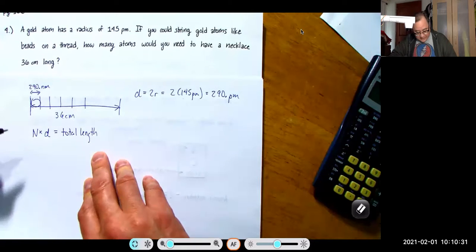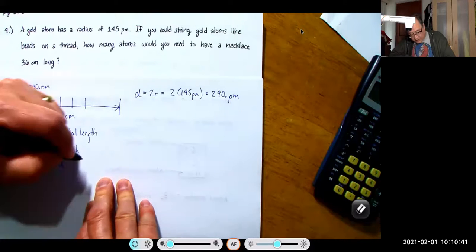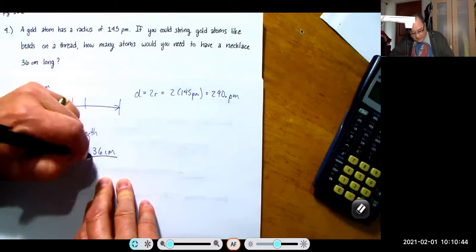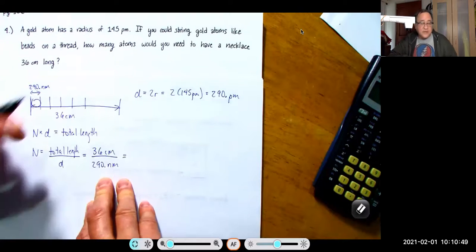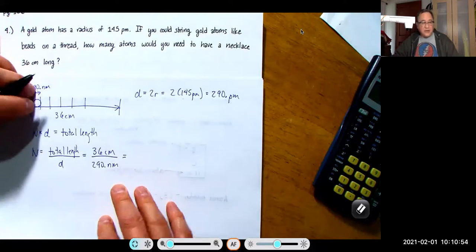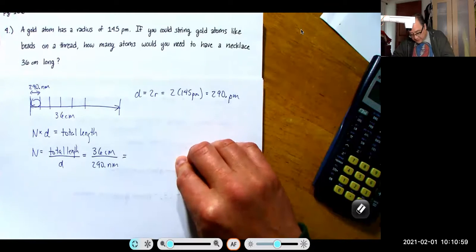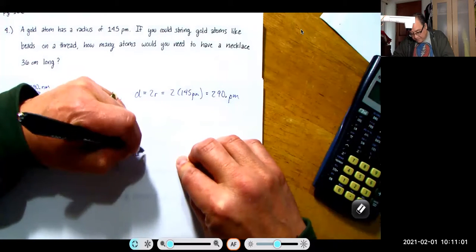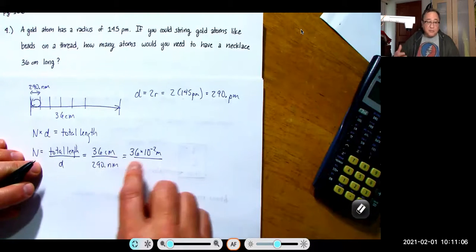The number of atoms is going to be the total length divided by the diameter of one. We know that the total length is 36 centimeters, and the diameter of one is 290 picometers. This is the perfect time to do that conversion I talked to you about, where you can substitute a number for the letter, because the letter is really a substitution for the number. So I can substitute 10 to the minus 2 for C, because that's what C represents.